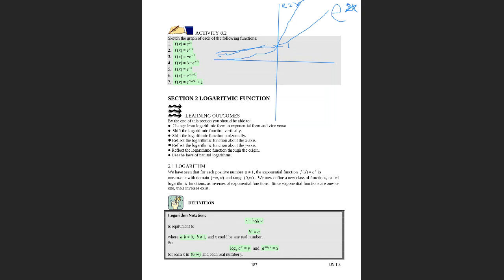And also you have to know that the theory on the domain and range of an exponential function does not change. It's still the same. Okay, good.